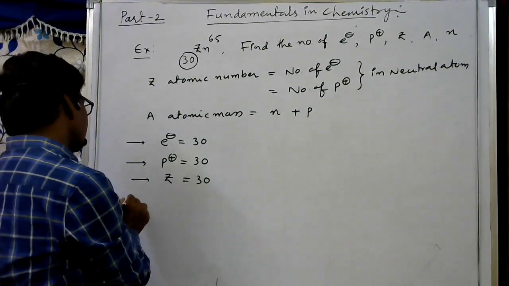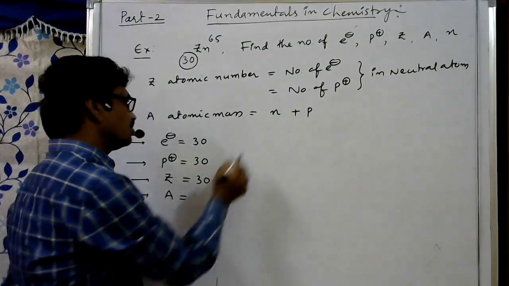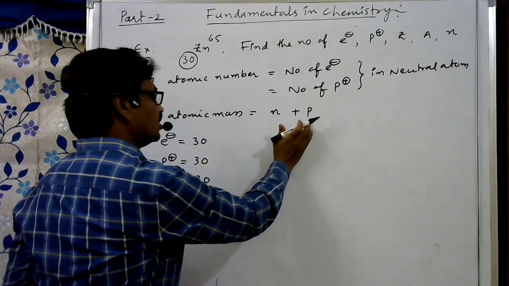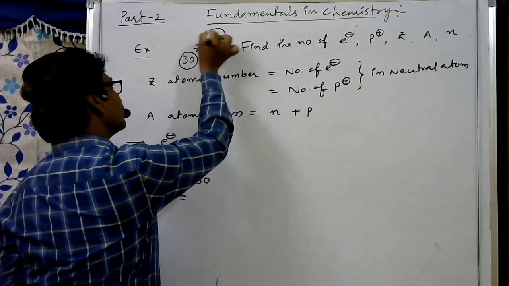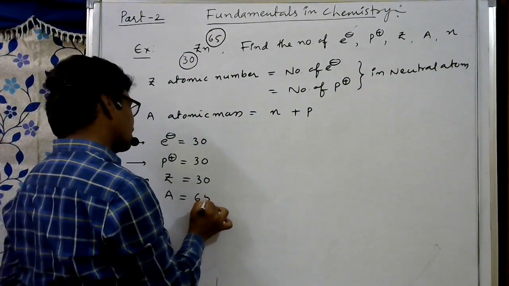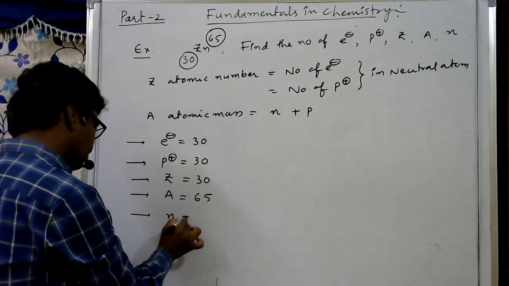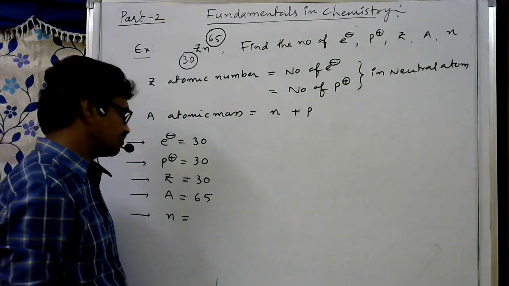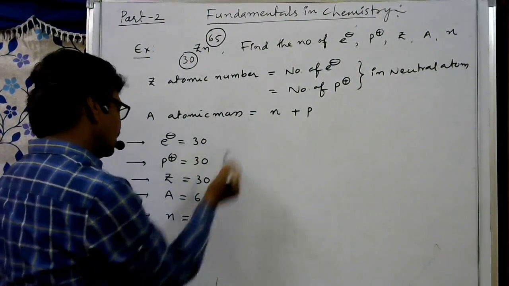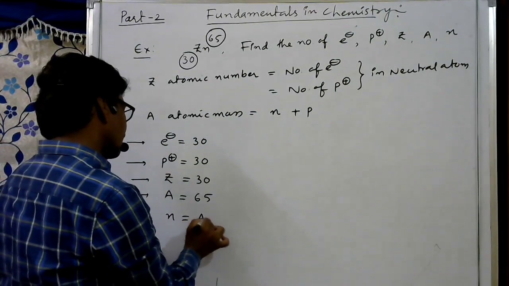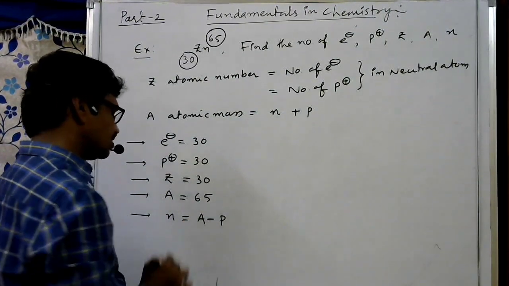Then they are asking A. A is nothing but mass number. Mass number is the number of protons plus the number of neutrons. So directly I am writing 65. Lastly, they are asking about N, the number of neutrons. For this we have to use the formula A equals N plus P. N equals A minus P, otherwise A minus Z we can write, since P is nothing but Z only.